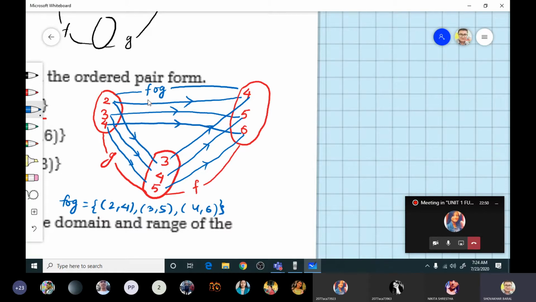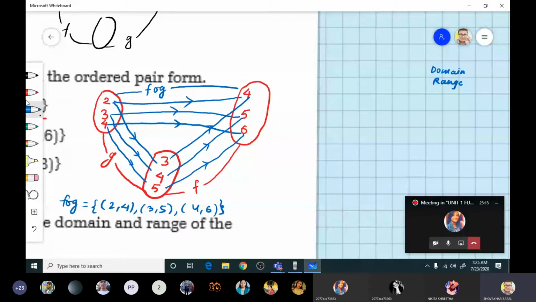While seeing the domain and range of F composite G, you just see these two sets, the set containing 2, 3, 4 and the set containing 4, 5, 6 as the elements. For F composite G, always remember about the domain and range. Don't get confused. Most of the students, I find, get confused.